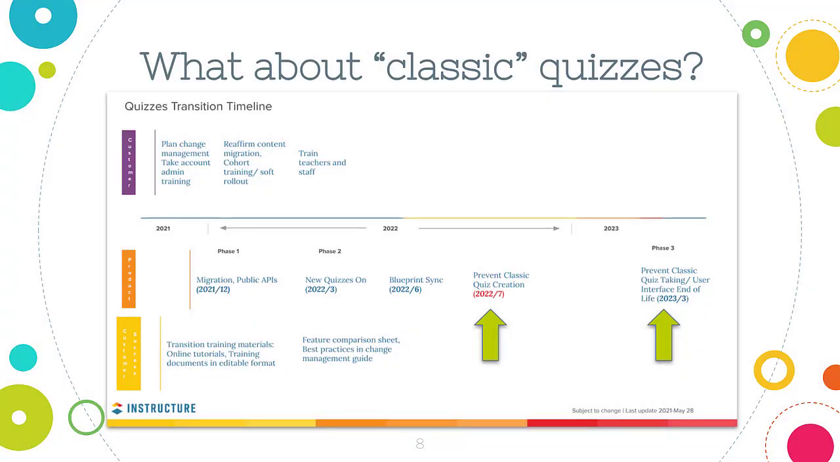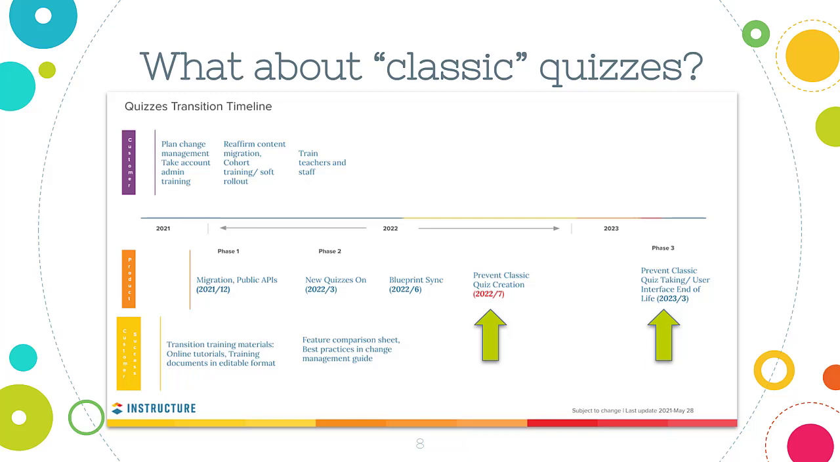So what about classic quizzes? What's the timeline? So this is really the big why of this workshop. And new quizzes are eventually going to replace classic quizzes. And so I have the latest timeline from Instructure here. This is subject to change, but now we're getting closer, and you can see what's going to happen is that they are sunsetting classic quizzes. And I've put some arrows next to the relevant dates.